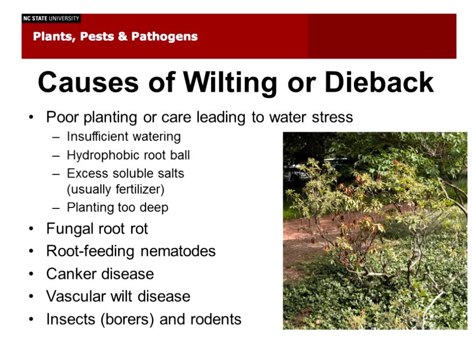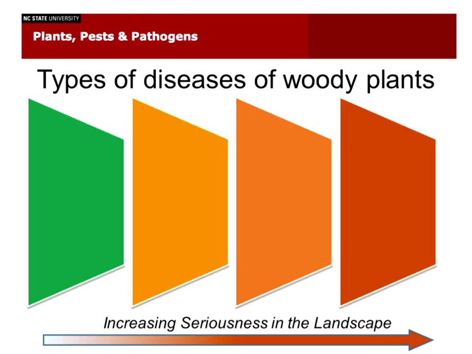Fungal root rot is a very common cause of wilting or dieback, and root-feeding nematodes can build up over time and cause that same kind of stress. Growth reduction is especially common. Canker diseases we saw, where you would see them isolated on particular branches and a sharp transition zone between the dead and healthy tissue. Vascular wilt disease, where the plumbing of the plant is actually clogged up and you get sudden wilting of individual branches or entire plants. And then insects, borers that we talked about in our breakout B, and rodents. Don't forget to look for the possibility of vole damage in the root system.